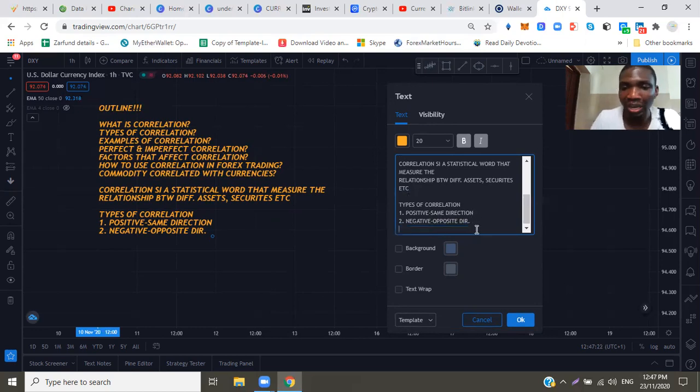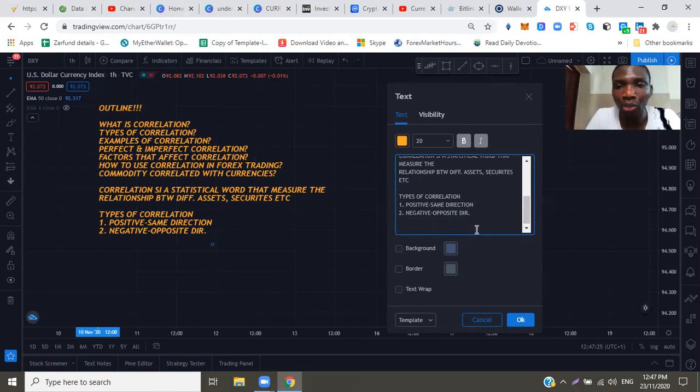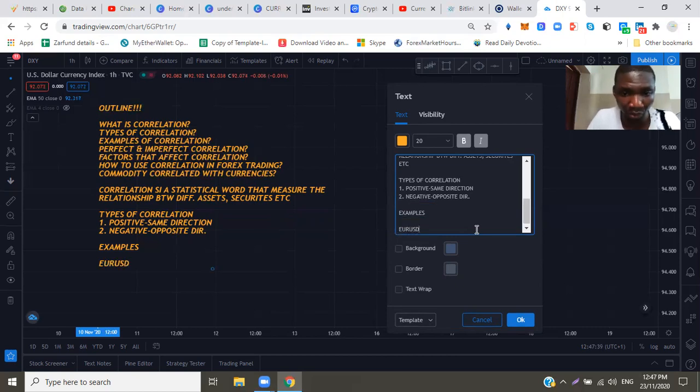Now let's look at some assets and how they correlate. An example is Euro USD. Euro USD is a very popular currency pair because it is very widely traded. It's actually the most widely traded currency pair in the world. It accounts for 20+% of the entire $6.6 trillion daily Forex market. So that's why Euro USD is very popular.